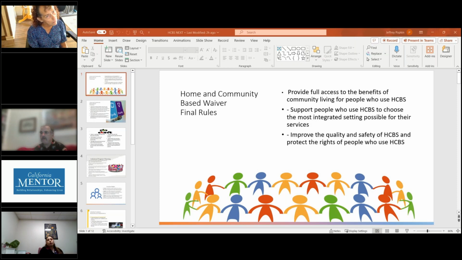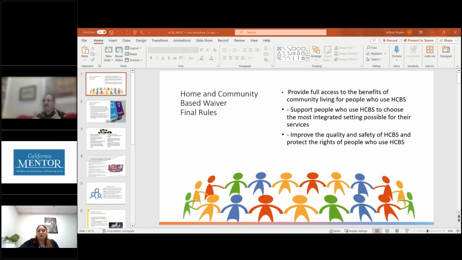Okay, so there are an additional 5. There's the 5 that cover everybody, and then there's an additional 5 that are specific to residential. So day and vocational follow 5 rules, residential follow 10 rules. We're going to talk a little bit about those, just an overview today.